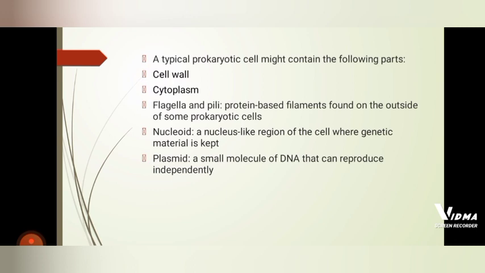Next one, the nucleoid, a nuclear-like structure or region of the cell where genetic material is kept. The nucleoid is that particular structure where the genetic material, the piece of DNA, can be seen. And plasmid, a small molecule of DNA that can reproduce independently. The piece of DNA in circular form is called a plasmid. This is a small molecule of DNA that can reproduce independently. So in the nucleoid region, we can find small DNA pieces. Those DNA pieces are called plasmids.